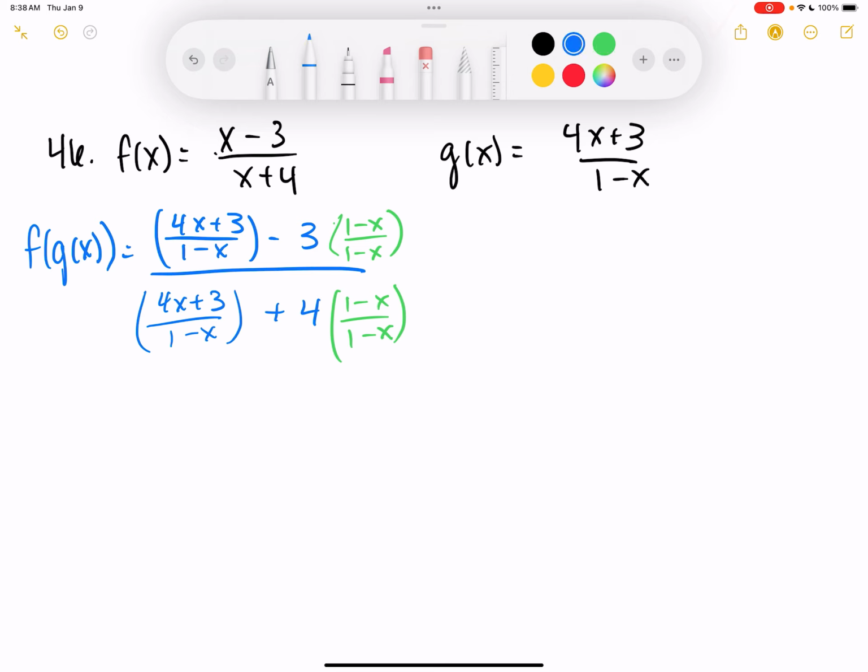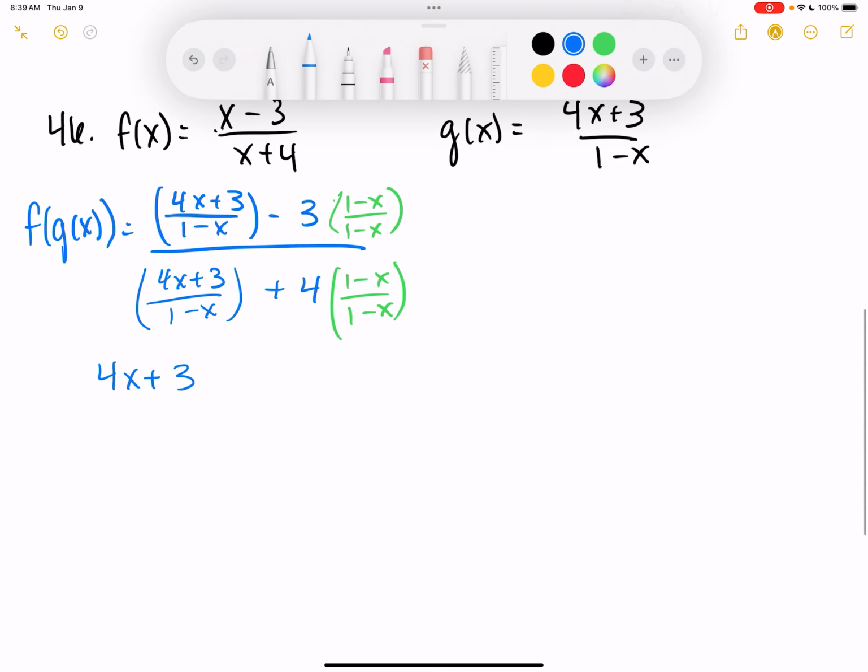So on top, I'm going to end up with 4x plus 3, and because these are going to have a common denominator, I'm going to skip one step and write them as one individual fraction on top instead of two separate ones and then combining them. So I'm going to have 4x plus 3 minus 3 plus 3x, all over the common denominator that I got of 1 minus x.